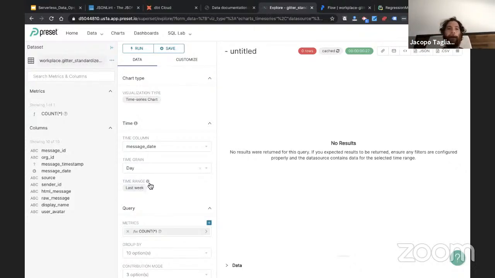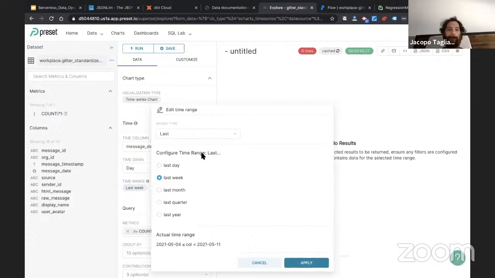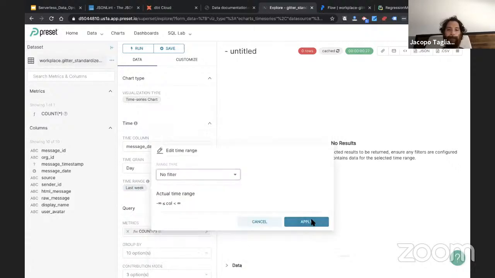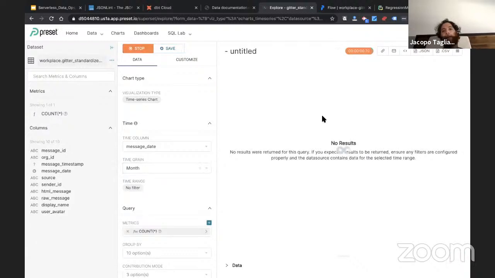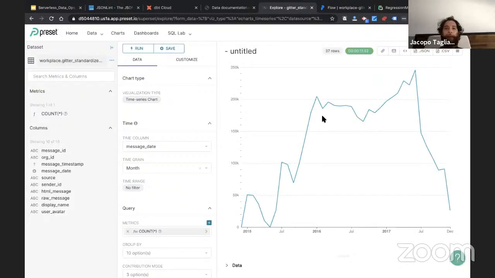It's an open source tool. So if you look at this, we're going to just do range type no filter because this is older than last week. And we're going to do, I don't know, let's say month. Okay. So in 3 clicks, you're going to see now that we can display the amount of messages that goes on into our chat. And then we can publish this chart to our dashboard for other users to consume. You can see here, like 3 clicks.